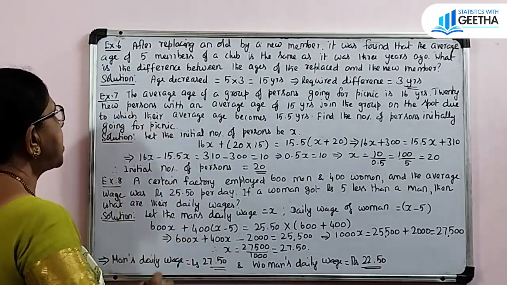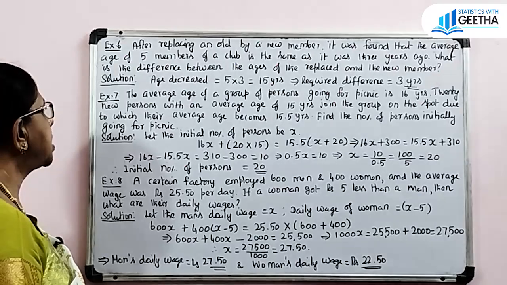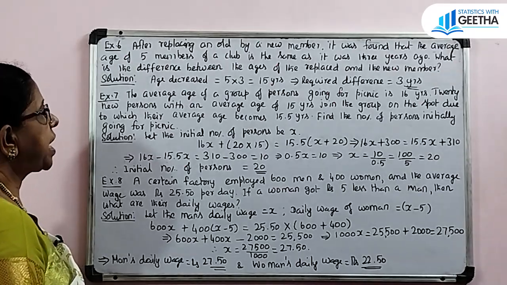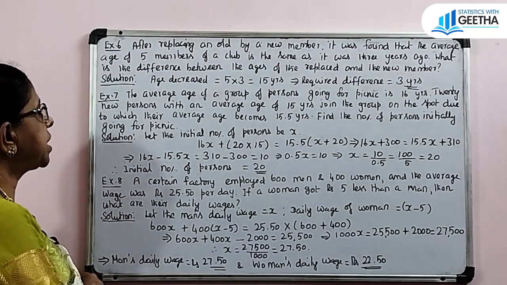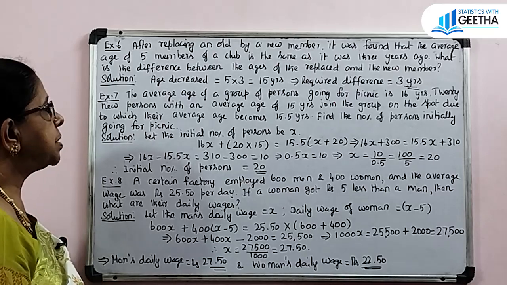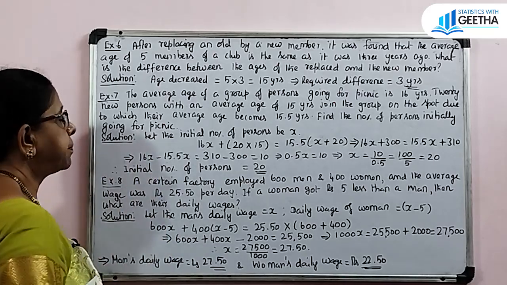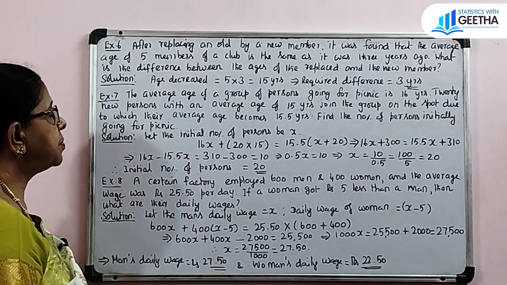அடுத்தது exercise number 7. The average age of a group of persons going for picnic is 16 years. 20 new persons with an average age of 15 years join the group on the spot, due to which their average age becomes 15.5 years. Find the number of persons initially going for picnic. So, முதல்ல எவ்வளோ பேர் போனாங்க அப்படிங்கிறது. Solution வந்து let the initial number of persons be x.